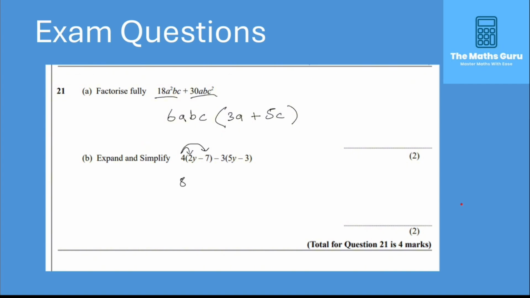Then, expanding and simplifying this, we first times by the first term in the bracket, then the second term, so we have 8y minus 28. Then same for this one, so minus 15y, then minus 3 times minus 3 is add 9. Then we collect like terms: 8y minus 15y gives us minus 7y. Then minus 28 plus 9 will give us minus 19, and that is fully done.